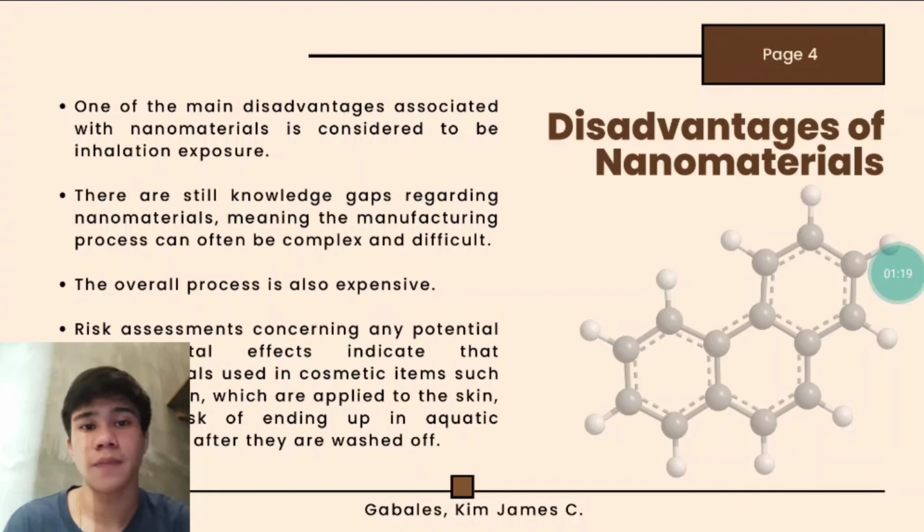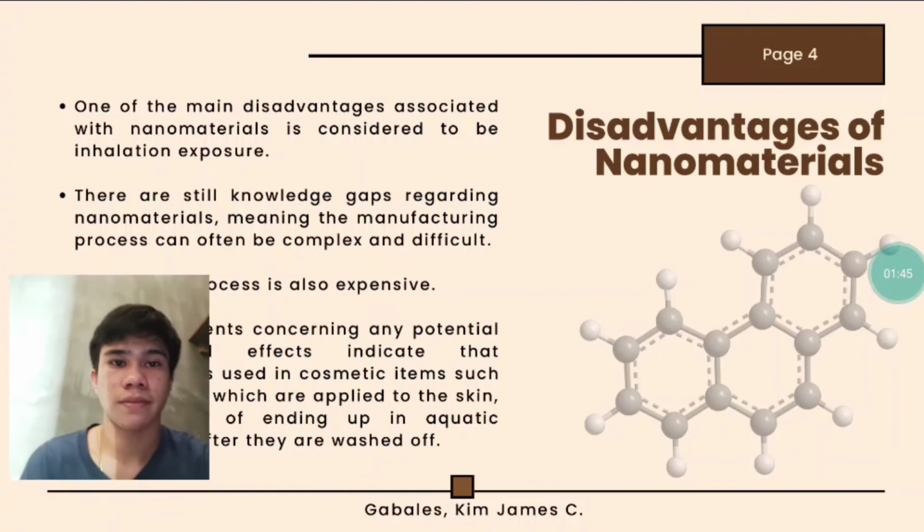So for example, gold production. The cost of gold nanoparticles production is 80,000 US dollars per gram. When we convert it to Philippine pesos, it costs 4,300,000 and something. So imagine how expensive it is.